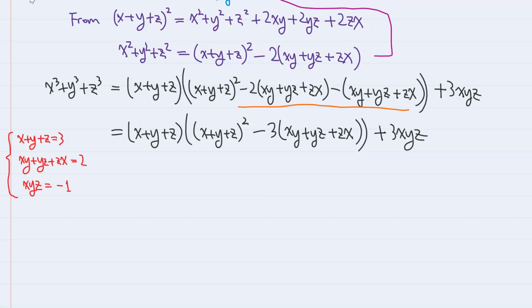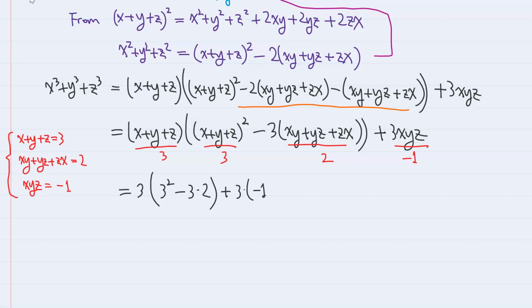So now everything is expressed in terms of x plus y plus z, xy plus yz plus zx, and xyz. So now we plug in numbers. Then we have 3 times 3 squared minus 3 times 2 plus 3 times minus 1, which is 3 times 3 minus 3, which is 6.